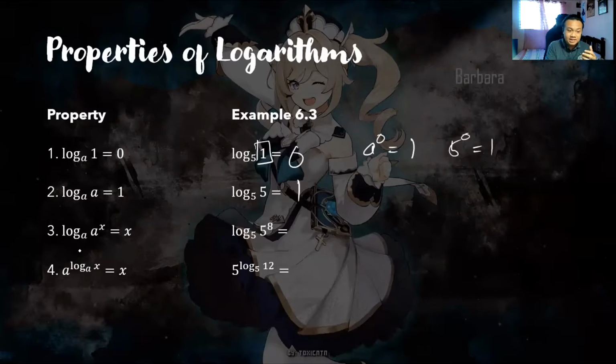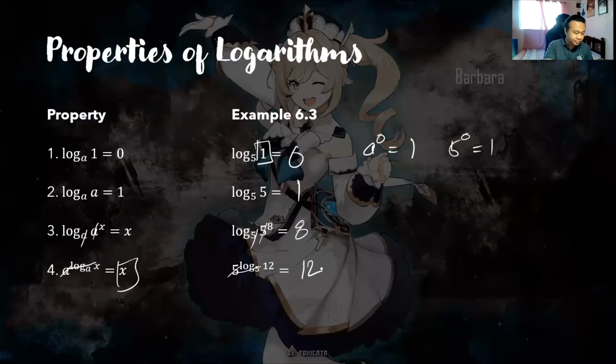The next one is really simple. If the logarithm and the base are the same as the number being raised, you just cancel them, and the answer will be the exponent of the number. That's 8. And next and lastly is the inverse. If it is in exponent form, you can also cancel them, leaving x. Same thing.